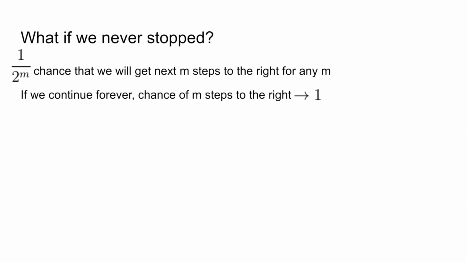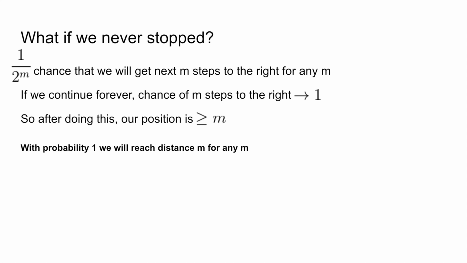So therefore, our position after we moved m steps to the right in a row would be at least m. So to restate what we have just shown, this means that if we never are to return to the origin, we will, with probability 1, reach a distance m for any fixed m that we choose.